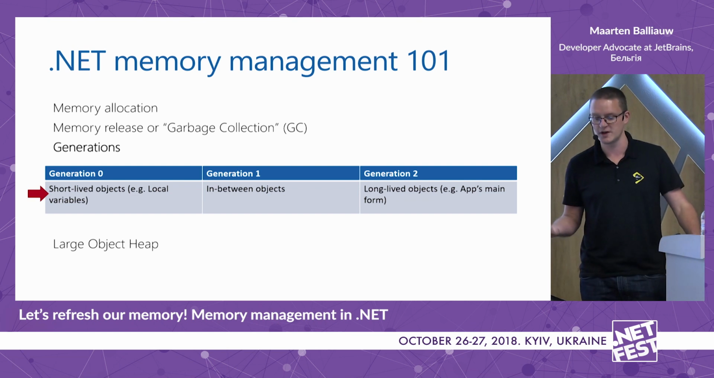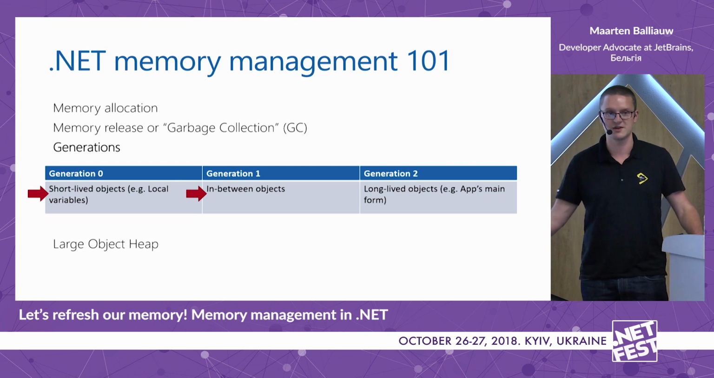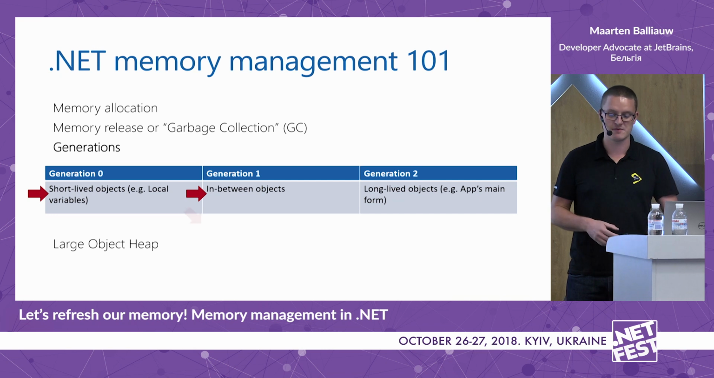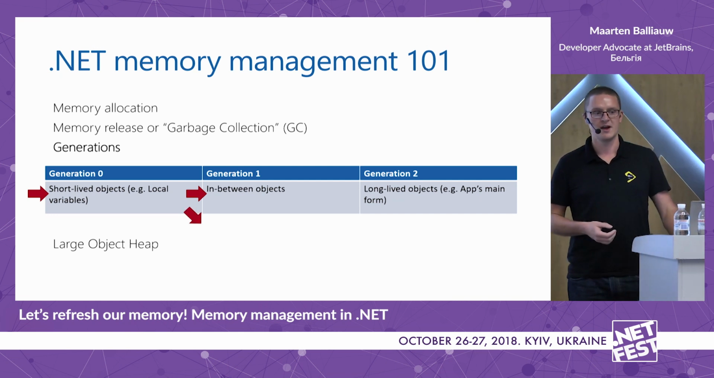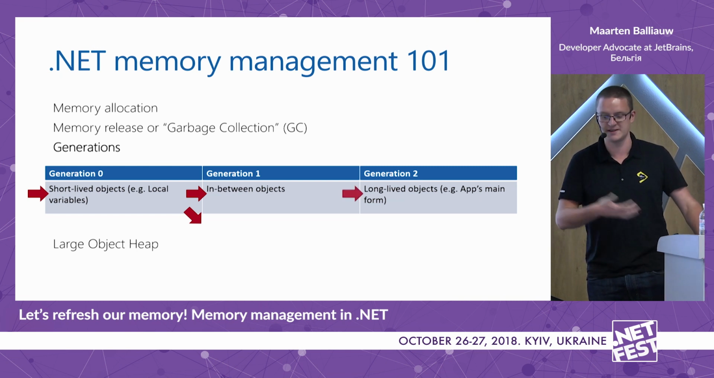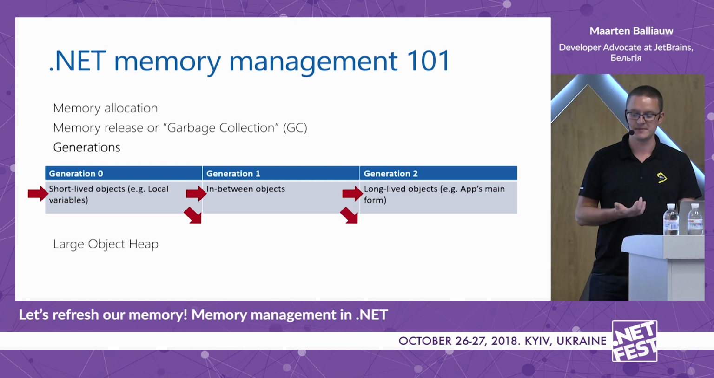When the garbage collector runs and decides that the object is still in use, the object will be moved to generation 1. If no longer in use, it will go out of memory and the memory will be made available again. Same thing happens in generation 1. When the garbage collector runs on generation 1, it will check, is the object still in use? If it is, it will move to generation 2. If not, it will go out of memory again.